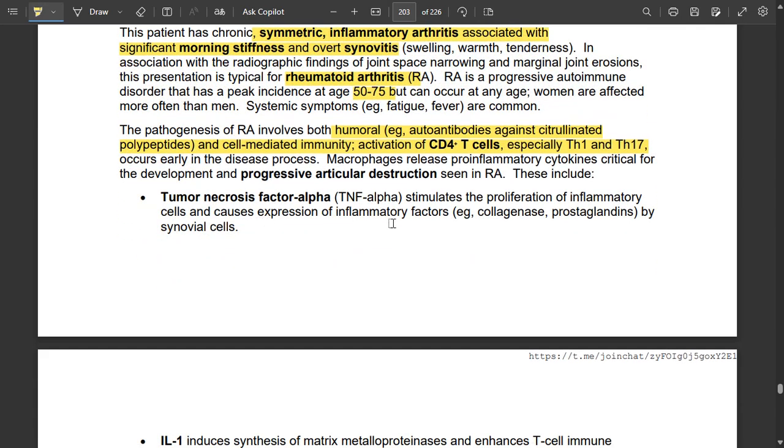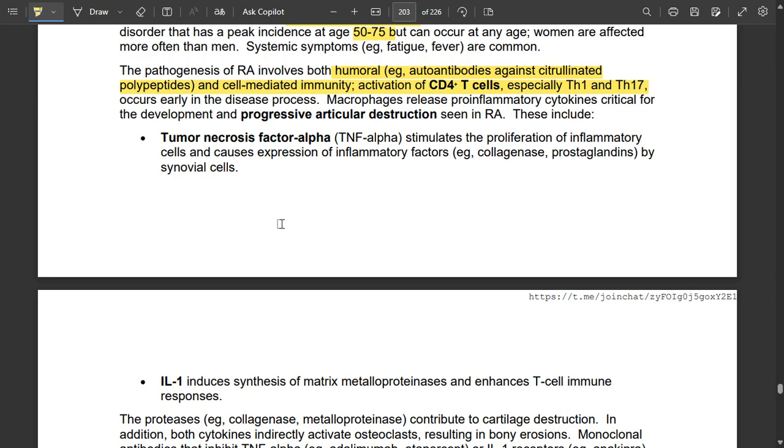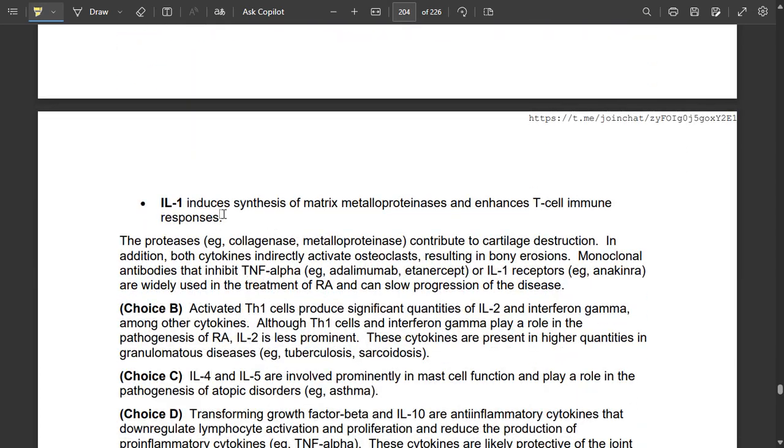These include TNF-alpha, which stimulates the production of inflammatory cells and causes expression of inflammatory factors like collagenases and prostaglandins by synovial cells. Interleukin-1 induces synthesis of matrix metalloproteinases and enhances the T-cell immune response.